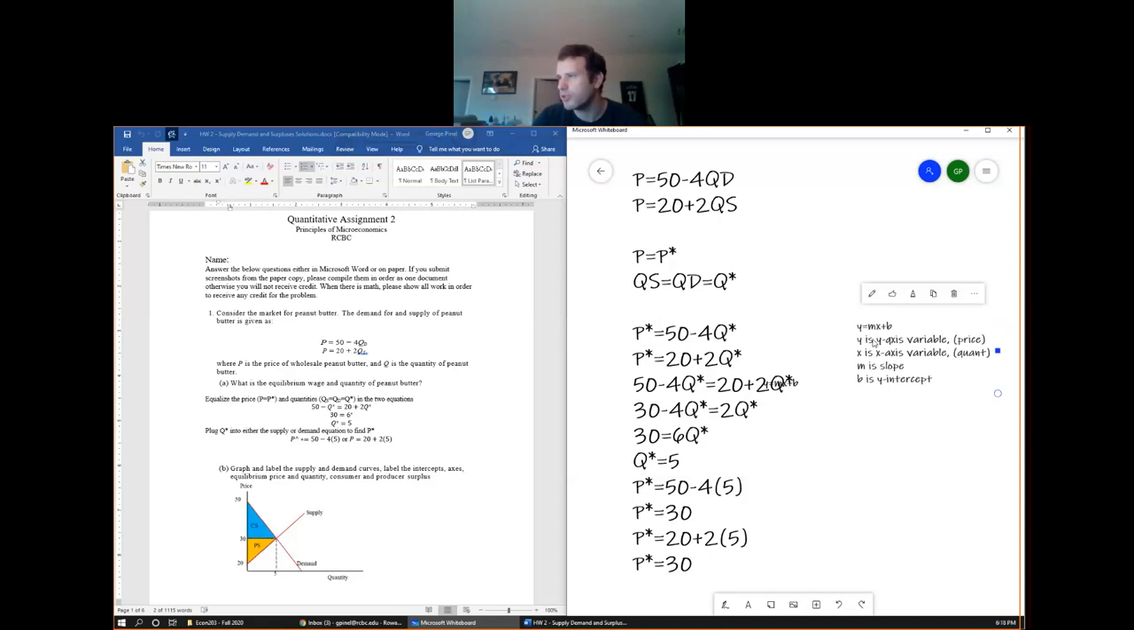So if this were rewritten into the form you're probably more used to seeing, it'd be P equals B plus MQ. So that's the format we're looking at here. In the demand equation, we said the y-intercept is 50, which is your B, and your slope is negative 4, which is your M. The one next to the coefficient on the quantity is always going to be your slope.